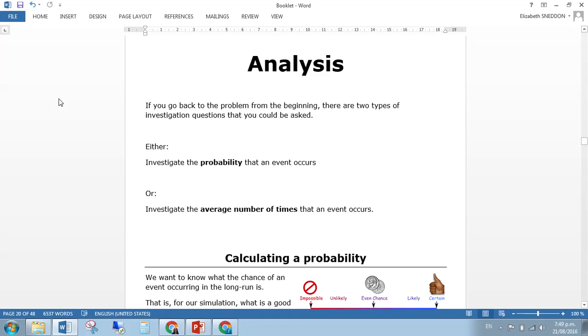We're now up to our analysis section. If you go right back to the beginning when we wrote our problem, there were two types of problems you could be asked to do. Either I was going to ask you to investigate a probability that something occurred, or I was going to ask you to find the average number of times that something occurred. Those are the two possibilities, and in this video I'm just going to start off by looking at how we analyse the data if I've asked you to calculate the probability that an event occurs.